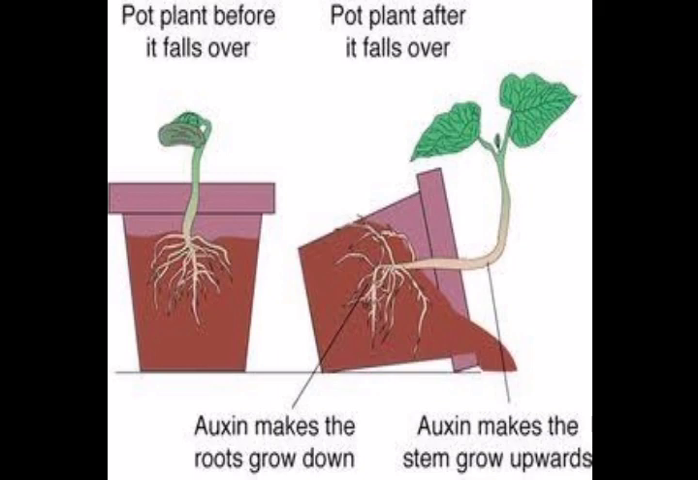See these two pictures: pot plant before it falls over and pot plant after it falls over. You can observe the direction of the emerging roots in this. This is activity 1 in your book. This happens because the roots are attracted towards gravity, and this process is called geotropism. Another one is called phototropism, in which the stem grows towards the light. In this one picture you can see the example of two tropisms, that is geotropism and phototropism. Okay, children.